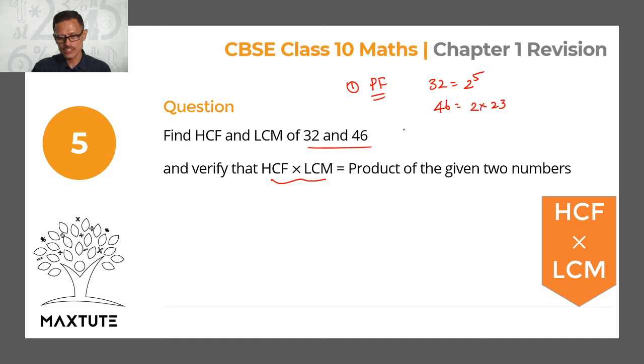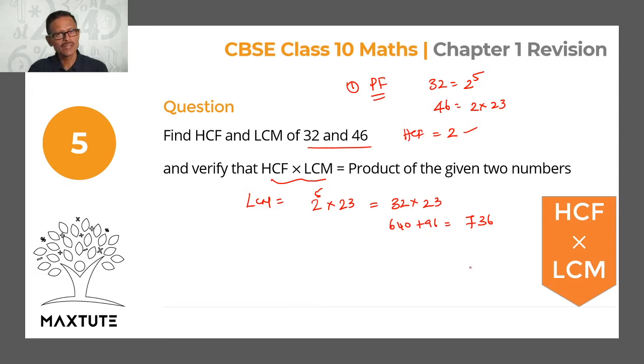What's the HCF of these two numbers? Pick the common prime. The only common prime is 2 in its lowest power, that's 2 power 1. HCF done. Let's move on to the LCM. For the LCM, write down all the primes, only 2 primes, so 2 and 23. Highest power of 2 is 2 power 5 times 23 should give us the answer. 32 times 23 is the answer. 32 into 20 is 640. 32 into 3 is 96. So the answer is equal to 736.